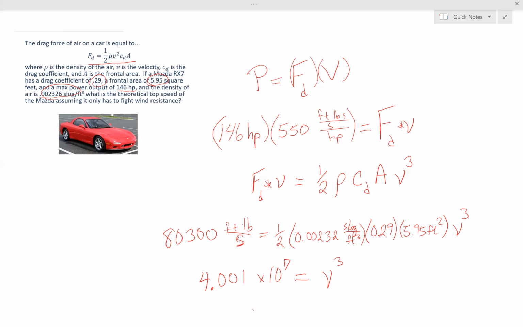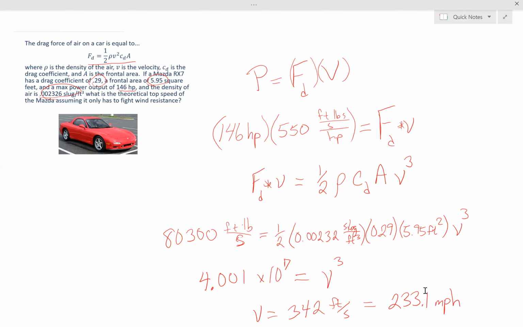If we take the cube root of both sides, we find that we get 342 feet per second, which, if we check that in a conversion to miles per hour, multiplying by the 3,600 seconds in 1 hour and dividing by the 5,280 feet that are in 1 mile, we find that we get a value of 233.1 miles per hour.